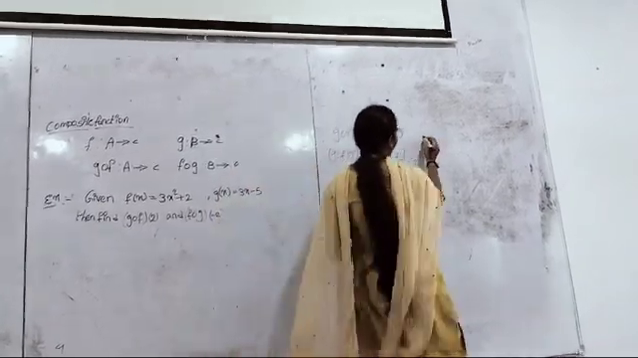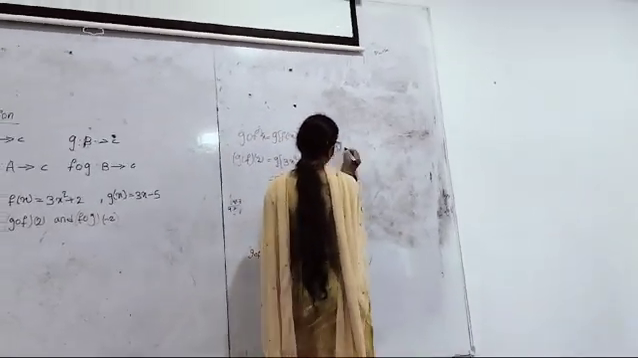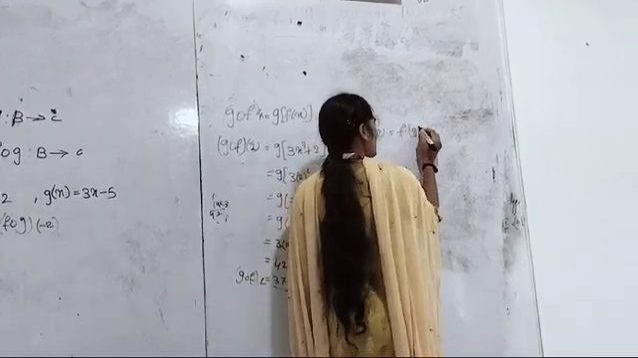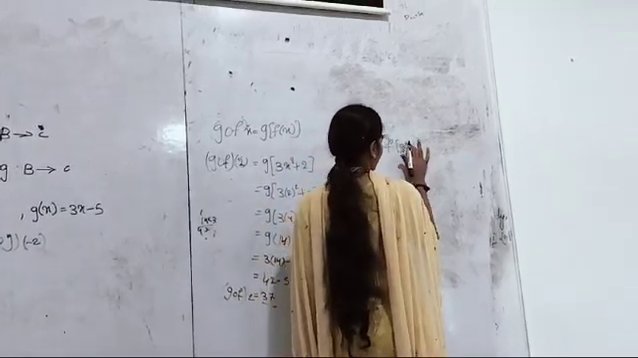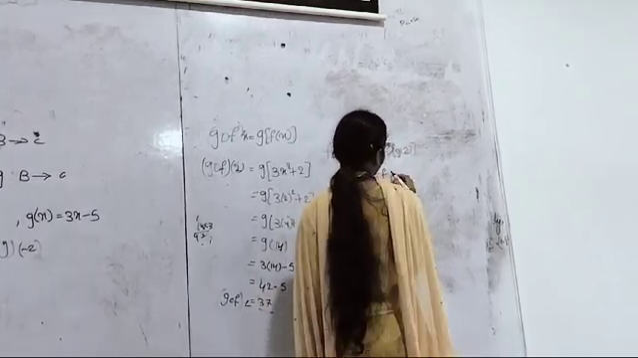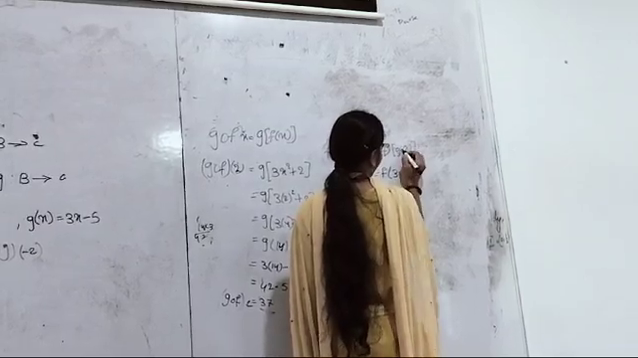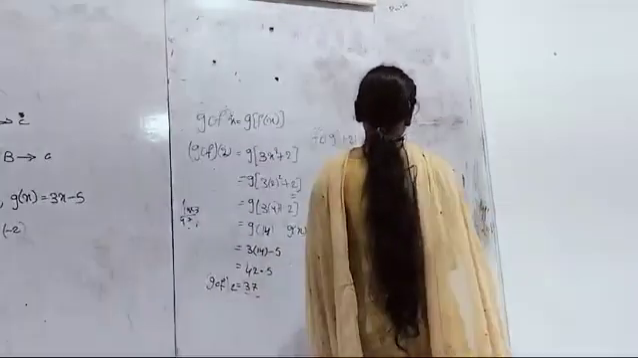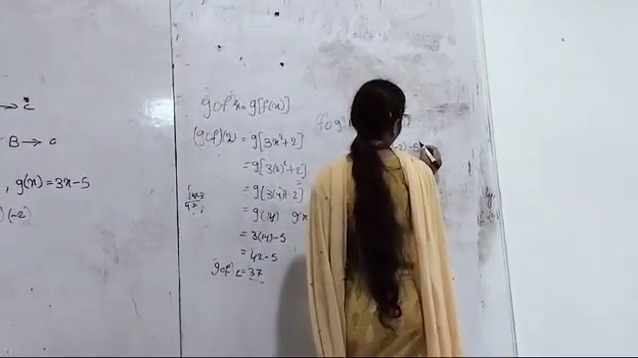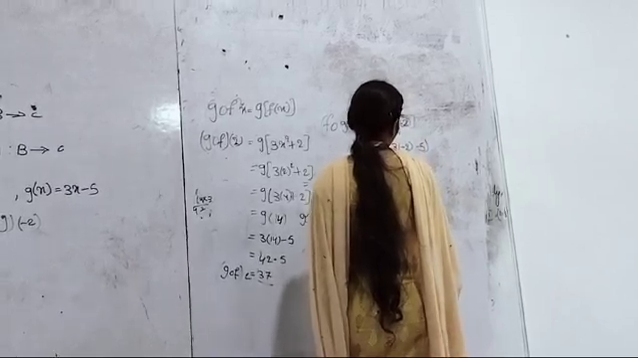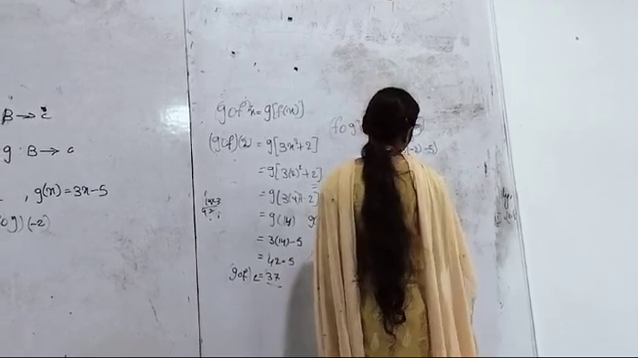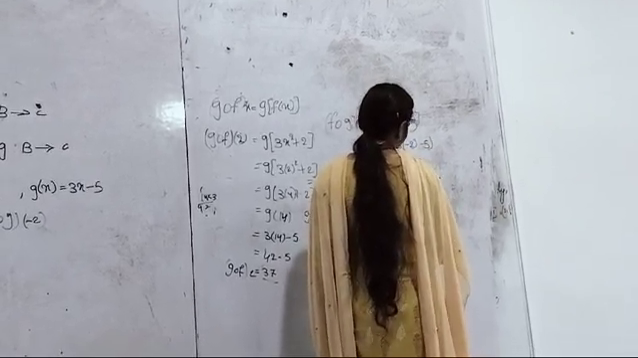Then f of circle g of minus 2, formula f of g of x. Sorry, first g of minus 2 value, g of x at minus 2. Then it gives minus 11, so f of minus 11.